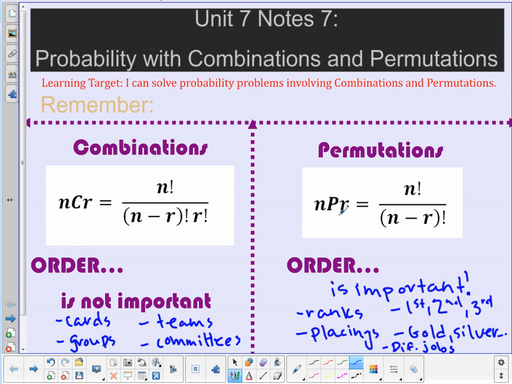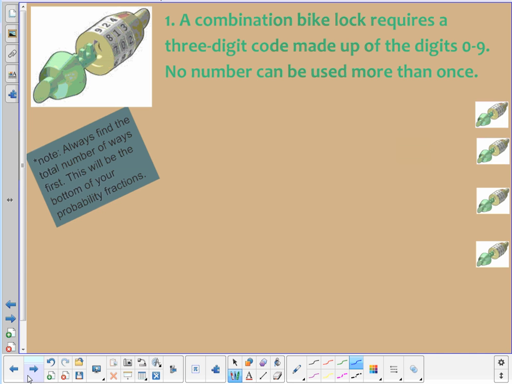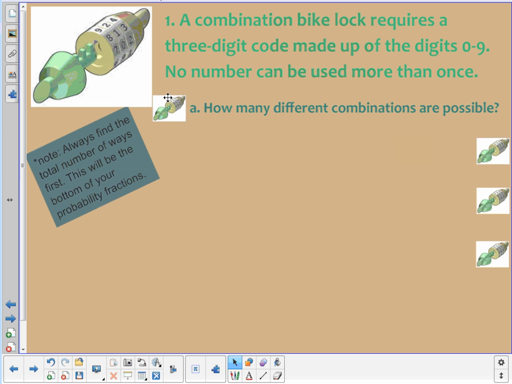And again, we're only using combinations or permutations where more than one thing is being chosen at a time. So now let's talk about how we can put these things into probability. In number one, it says a combination bike lock requires a 3-digit code made up of the digits 0 through 9. No number can be used more than once. Now we're going to look at the different parts of this question. The first part says how many different combinations are possible. Well, the order matters because you have to put the combination in the right order in order to open the lock. So this is a permutation question.